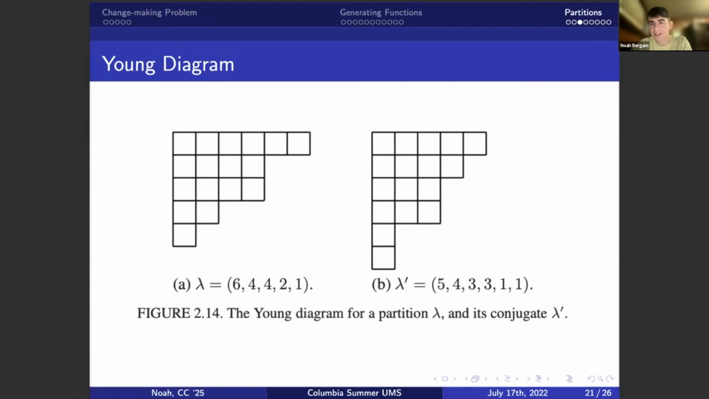I realize maybe I should stop if there are any questions about the idea of partitions. Probably should have also stopped in the generating functions category, but otherwise I'll just go on. But you can feel free to interrupt me, of course.